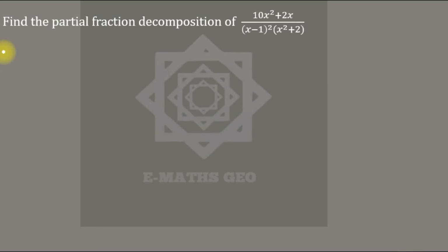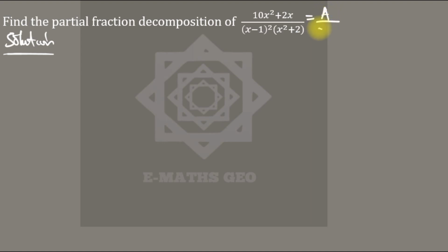So we're asked to find the partial fraction decomposition of this. As you can see, we have a combination of a linear and a quadratic function in the denominator, because that's the major determinant of how to decompose it. We look at the denominator, we have two factors.